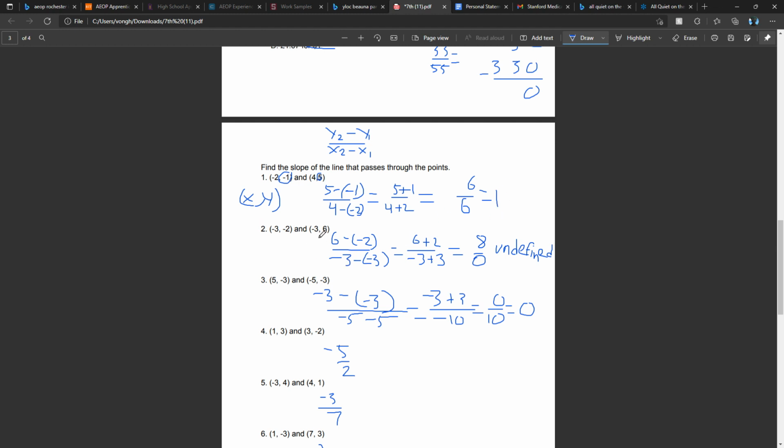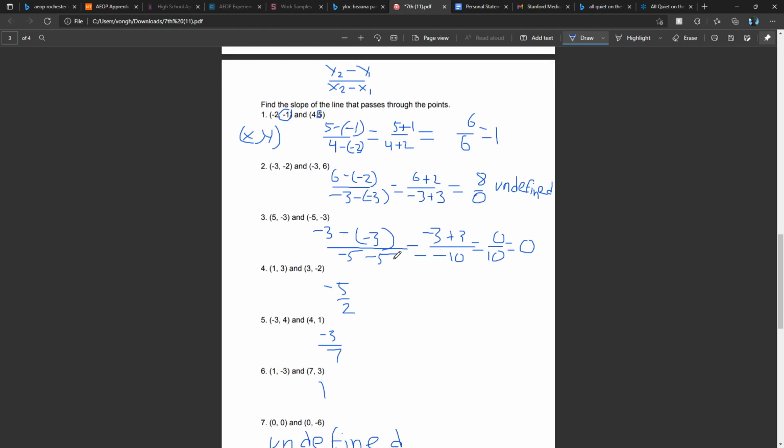Same thing for number 2. I plugged in the points, and here's what I got: 6 minus negative 2 and negative 3 minus negative 3. Simplify it, you get 6 plus 2, and then negative 3 plus 3. But notice how you have 8 over 0. When you divide any number by 0, it's undefined because you can't divide anything by 0.